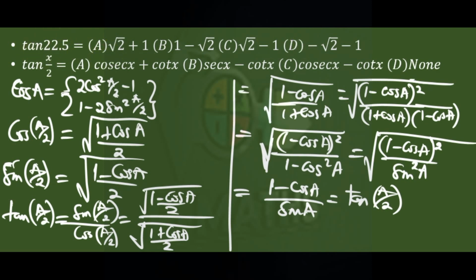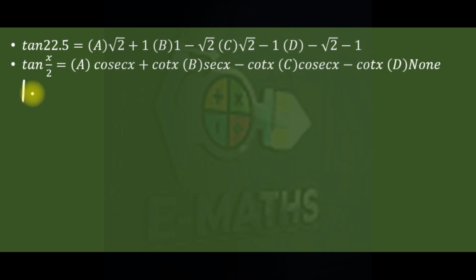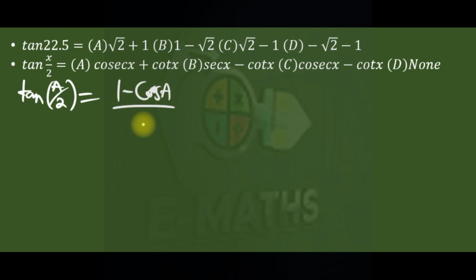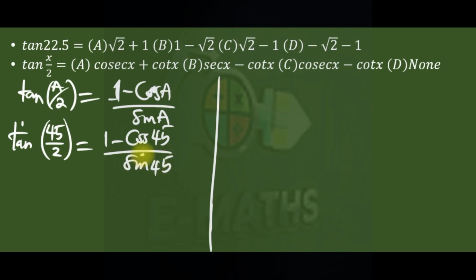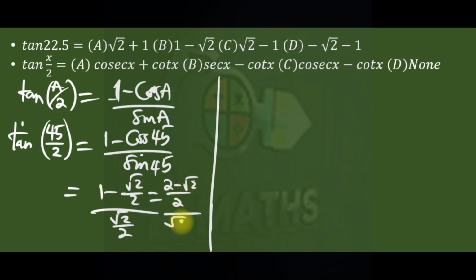So let's now solve this question without wasting time. We've proved that tan A over 2 is 1 minus cos A over sine A, so I can use it to solve this. 22.5 is 45 over 2. Do you get? So this is now 1 minus cos 45 over sine 45. Cos 45 is root 2 over 2, and sine 45 is also root 2 over 2. So the LCM is 2, that's 2 over 2, 2 minus root 2, while this is root 2 over 2.